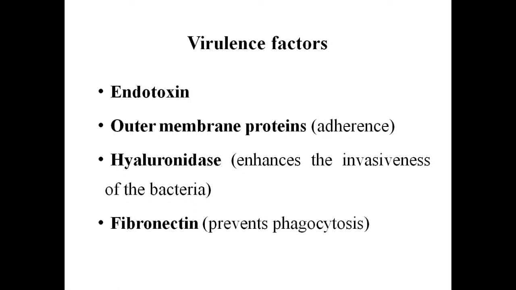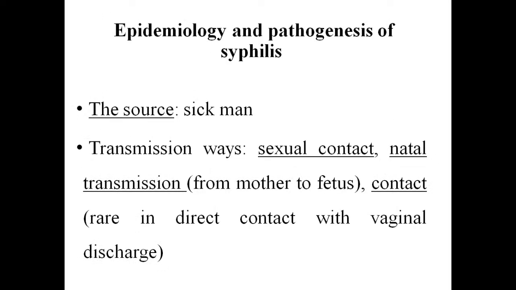Fibronectin prevents phagocytosis. I remind you that virulence factors provide entry of bacteria in the human body, its dissemination there, and destruction of human cells. They mediate all pathogenesis. So what about epidemiology and pathogenesis of syphilis?